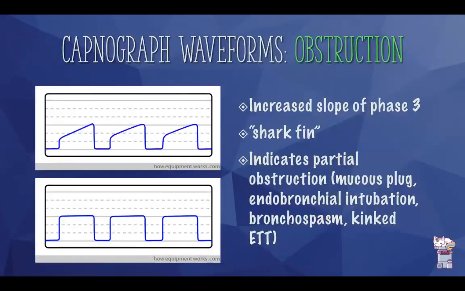This is a classic shark fin waveform. This is known as an obstructive pattern. The increased positive slope of phase 3 indicates a partial obstruction, whether that's a mucus plug within the endotracheal tube, endobronchial intubation, bronchospasm, or a kinked endotracheal tube. All of those will result in this classic shark fin pattern. Addressing the potential partial obstruction within your endotracheal tube is the first step to troubleshooting this particular waveform. That might involve also re-intubating your patient.